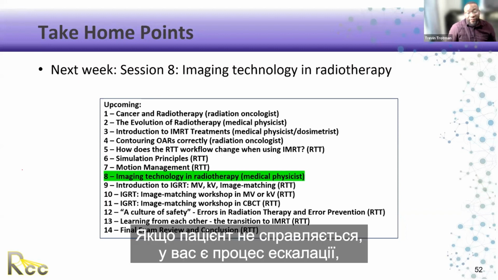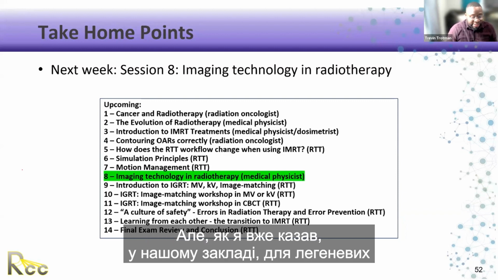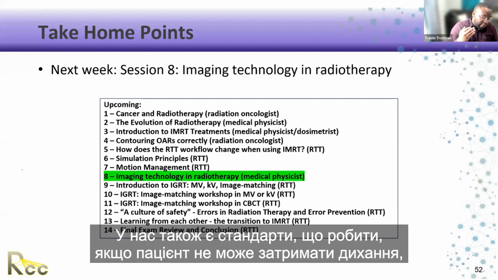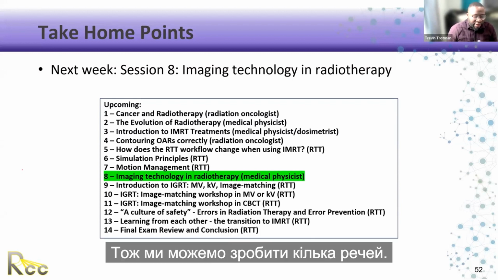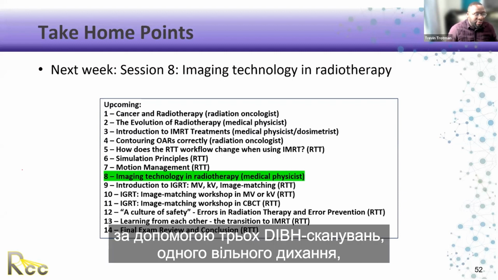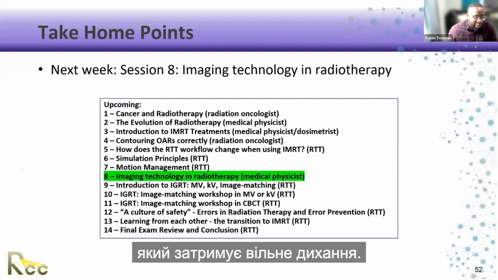Yes, so if the patient fails, of course, you have your escalation process, you have your MDs, you have your physicists, you have to talk with them. Like I said, with our institution, for our lung and GI cases, there are certain steps that you need to take. We also have standards on what to do if a patient cannot hold their breath, right? So a couple things we can do. But the first thing that we do is we simulate this patient with 3 DIBH scans, 1 free breathing, 1 4D CT, just in case we have to treat this patient gating free breathing.